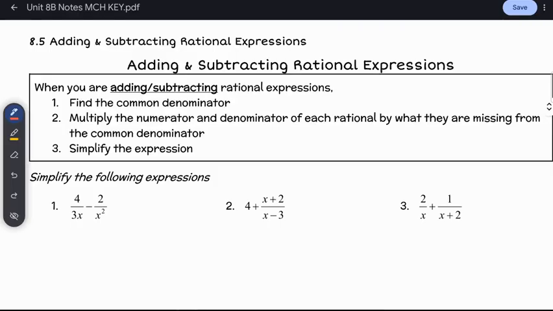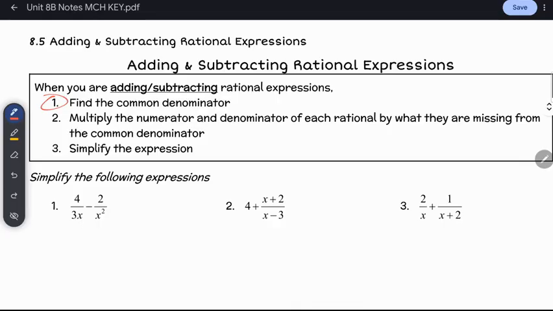Okay, guys, we're getting into day 2 of Unit 8B. So let's get to it. We are adding and subtracting rational expressions. And if you remember, rational expressions are ones that we can write as fractions. So let's get into the steps.